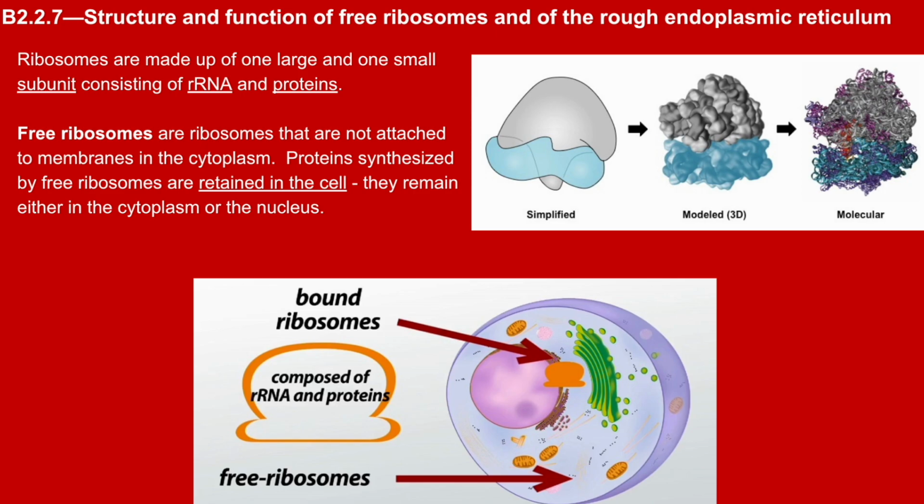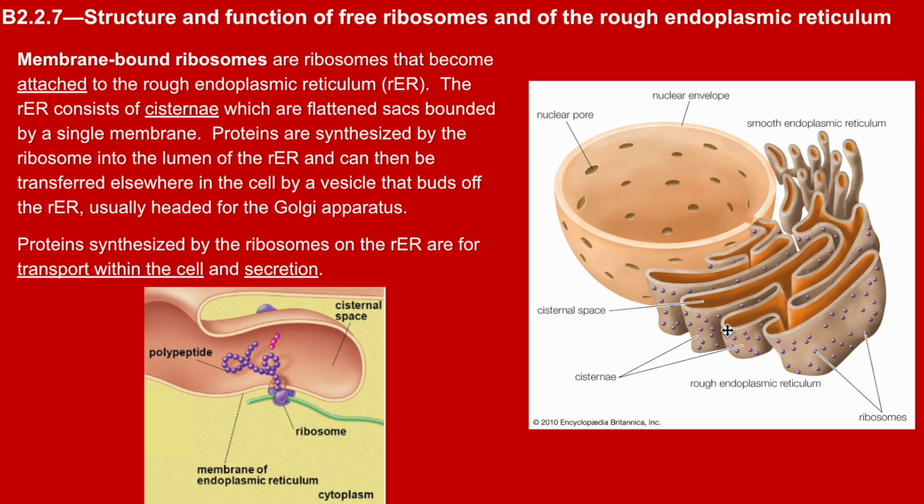Remember that free ribosomes that are just floating around the cell are generally going to be making proteins for use inside the cell, versus proteins that are made by the RER are generally going to be for excretion from the cell or potentially transport within the cell.